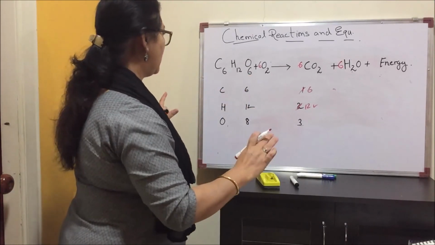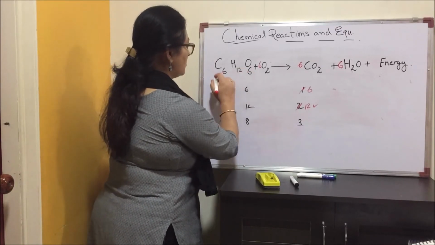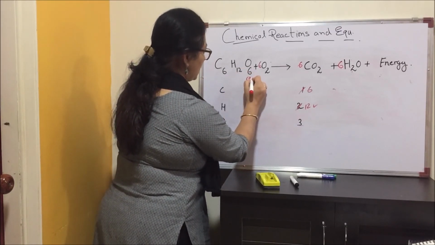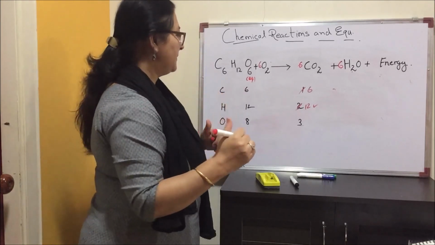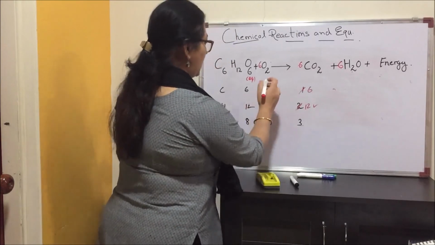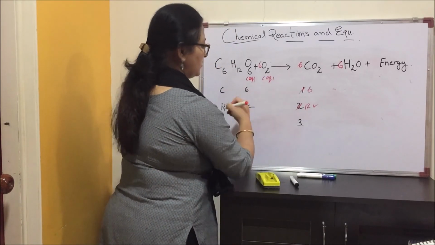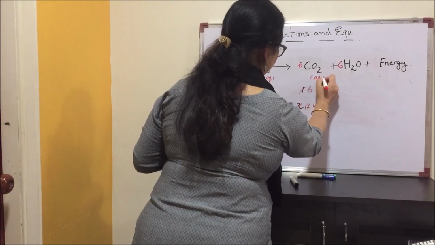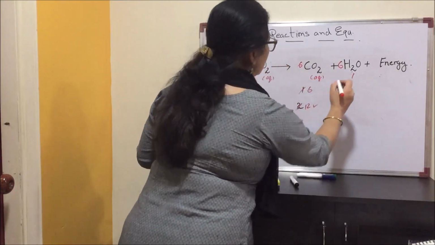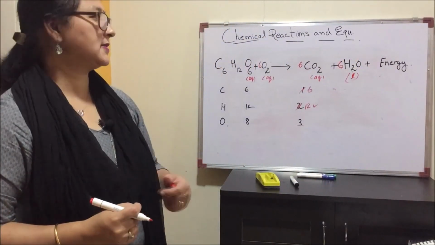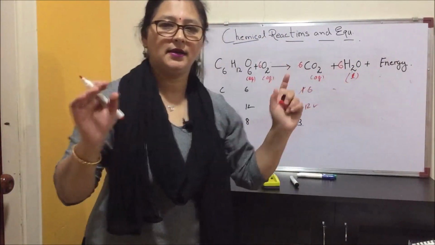Now you can write that glucose is in the aqueous form. For aqueous form you have to write AQ. Oxygen is also in aqueous form, carbon dioxide aqueous, water liquid, and energy is released. This is also an exothermic reaction.